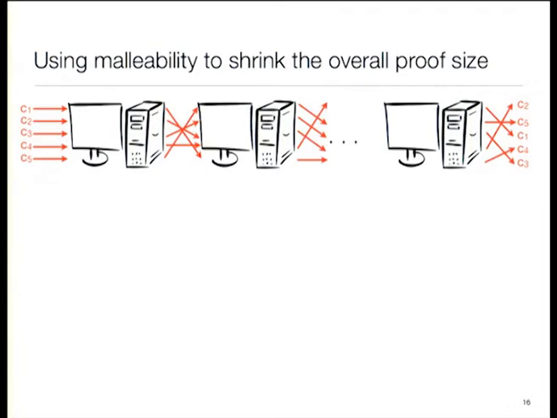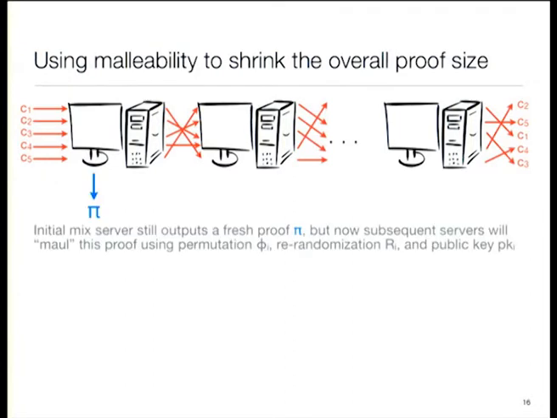All right, so now what we're going to do is have the initial mix server output a fresh proof pi. But in addition to passing along the ciphertexts, we're also going to ask it to pass along its proof to the next mix server. And these subsequent mix servers are going to have their own transformations.